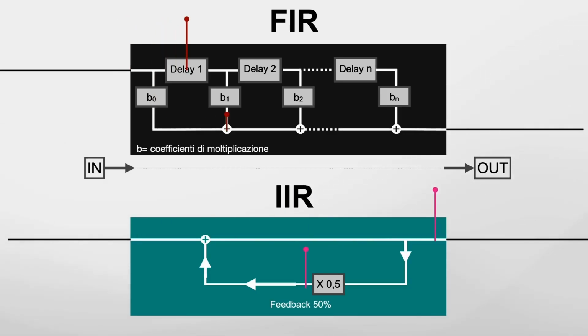If we send only a single sample as input, we can see how the response of the FIR filter is actually finite in time, while that of the IIR continues indefinitely. Hence the names finite impulse response and infinite impulse response.